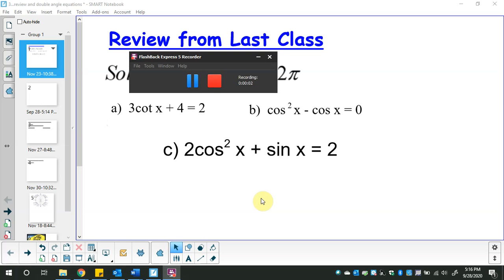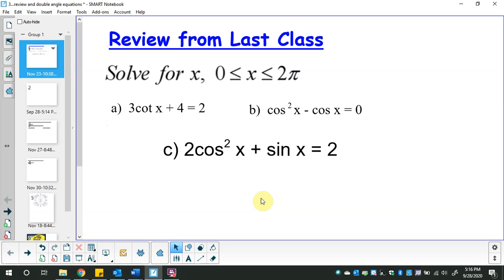Here we are. We are at the last lesson of trigonometry for this course. It says review from last class, but it's actually the review from the last two lessons, one of which was the solving linear trig equations that was likely an independent study lesson, and then the factoring lesson that I did with you.